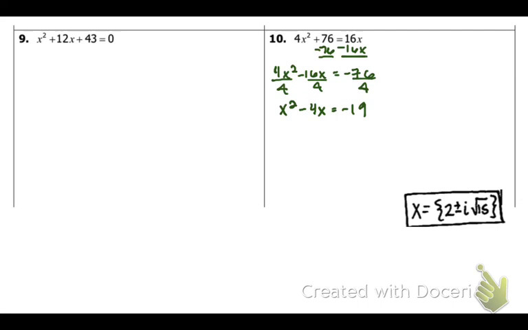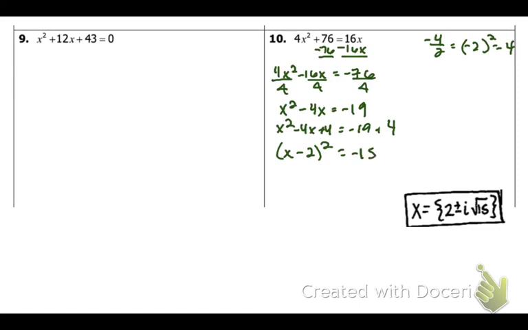So now from here we're going to take half of b, square it, and add it to both sides. Alright, so we're going to figure out what times what gives me 4, but also negative 4, so that's negative 2. Notice how it's the same thing, so that's why I'm squaring it. This should be 4, not 14. And now you're going to go ahead and do the square root of both sides. X minus 2 is equal to the square root of negative 15. Remember that if it's a negative, you take out an i.